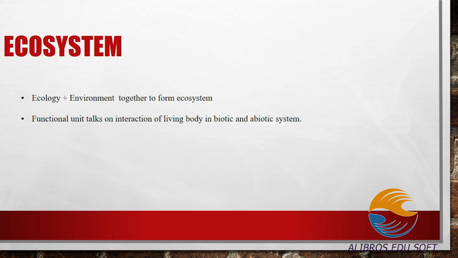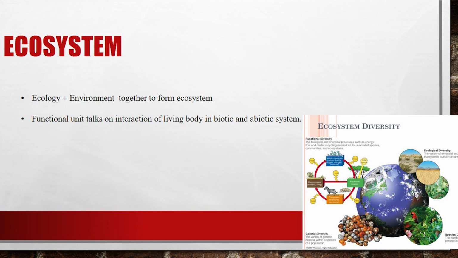Ecosystem is the functional unit that talks about interaction of living bodies in biotic and abiotic systems. All plants, animals and human beings depend on their immediate surroundings. Often, they are also interdependent on each other. This relation between the living organisms as well as the relation between the organisms and their surroundings form an ecosystem. There could be an ecosystem of a large rainforest, grassland, desert, mountains, lake, river, ocean and even a small pond. That is what you call ecosystem.